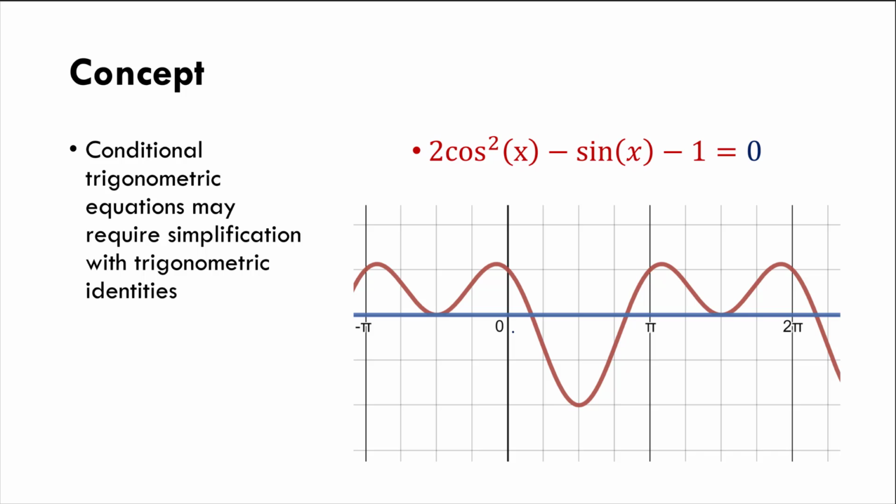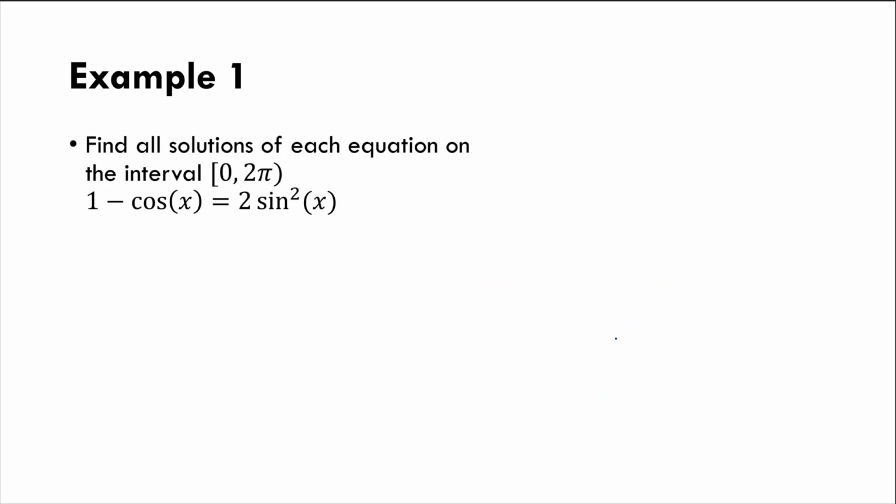Here I've got in red the left-hand side of my equation: 2 cosine squared x minus sine of x minus 1. And we've got that equal to y equals 0, which is my blue line here. We're seeing where these lines intersect and how we can look at this algebraically after having seen this graphical representation. So we have 2 examples today. Let's go ahead and get started.